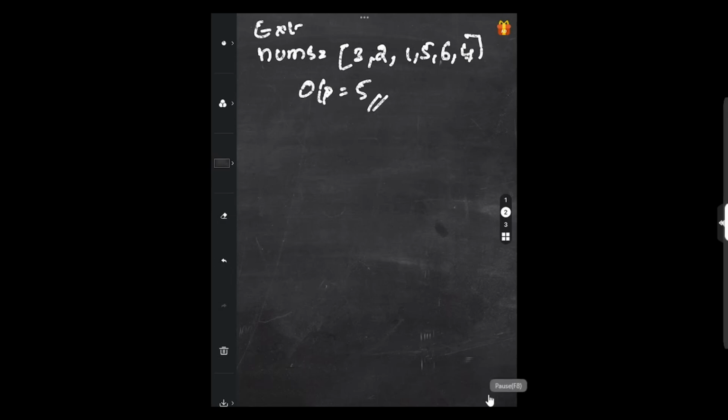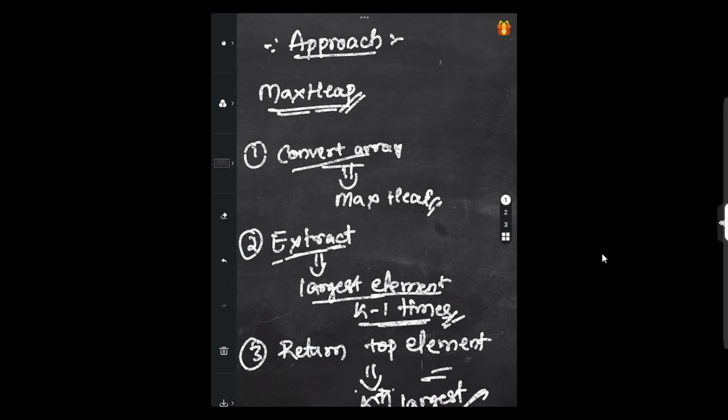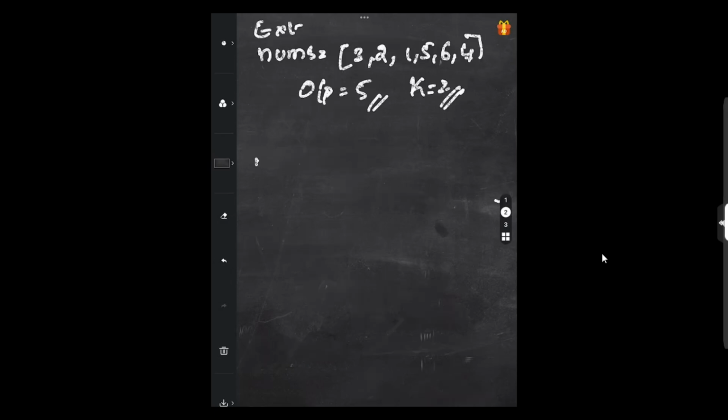Let's dry run the example. Here they have given k equals 2, so we need to find the second largest element in the array. The first step is we have to convert the array into a max heap. According to the approach, we have to convert the array into a max heap. Why? Because it ensures that the largest element is always at the top. So let's create the max heap. To create the max heap, let's sort the array in descending order. And one more thing, they have asked in the question: can we solve this without sorting?